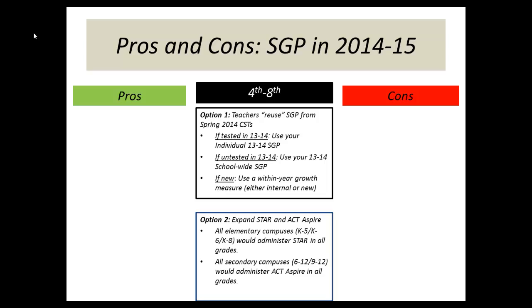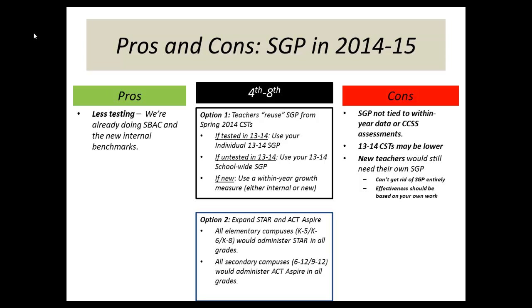Alright, so there are obviously pros and cons to both of these options, right? Let's look at the pros first for option number 1, which would be effectively reusing the SGPs from this year, next year. Obviously less testing. We're already doing Smarter Balanced, we have these new internal benchmarks, and we wouldn't have to give any other assessments on top of those for SGP. The cons of this, though: the SGP next year wouldn't be tied to within-year data or a Common Core aligned assessment. So we would be reusing the SGPs from CSTs, which are aligned to the old standards, as opposed to moving forward with our full transition to the Common Core.